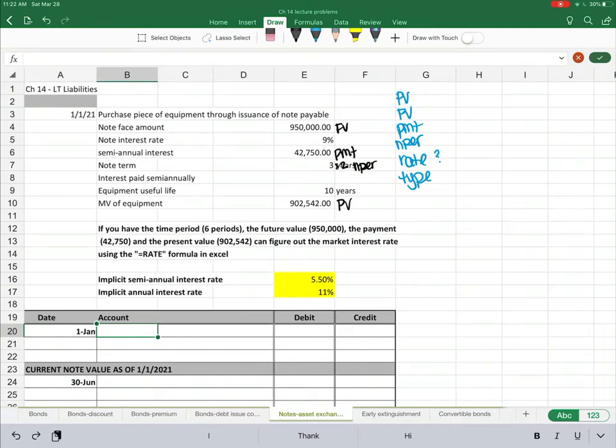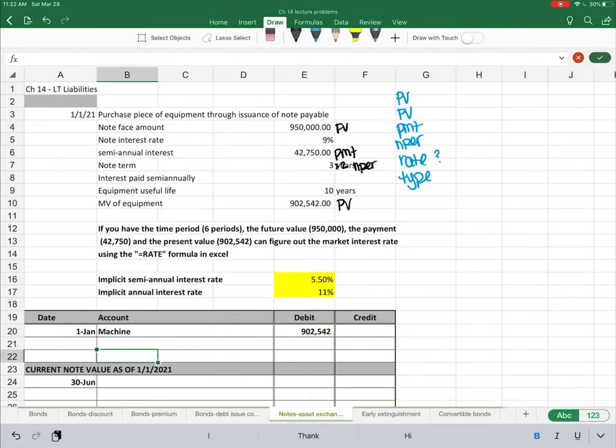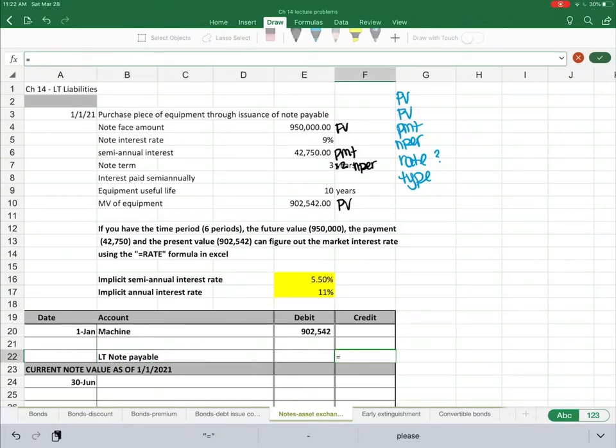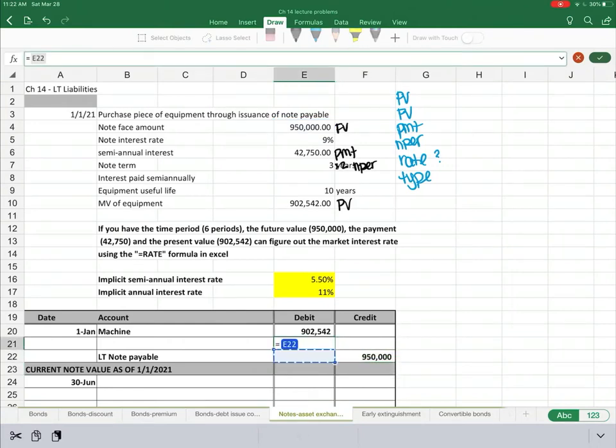So January 1st is the day that we actually obtain the machinery and we issue the note payable. So on January 1st, we're going to record machine, debit, and that machine is worth $902,542. Then we're going to credit long-term note payable, and that's going to be a credit of how much we're promising, that future amount, $950,000.